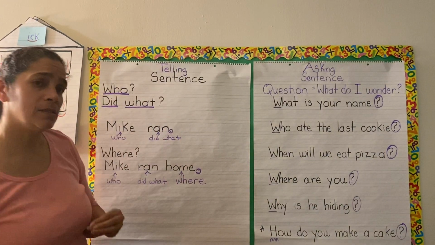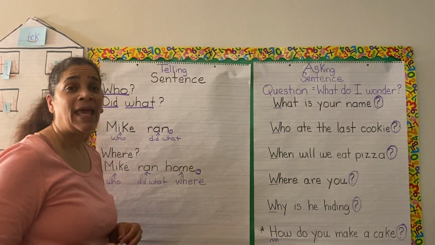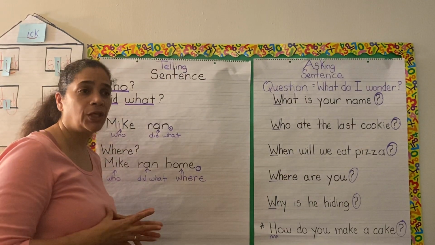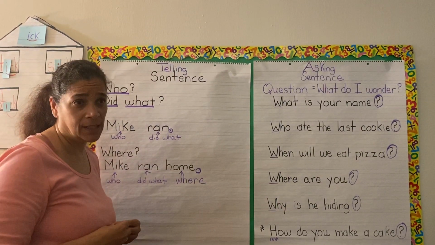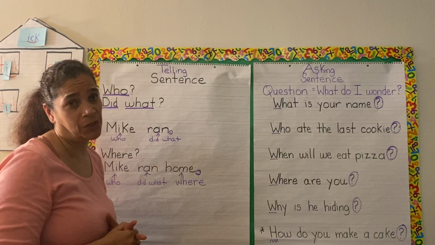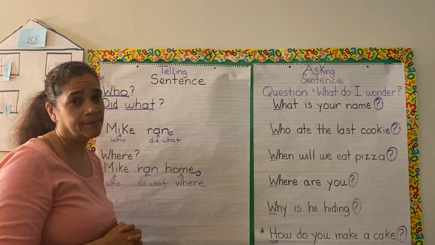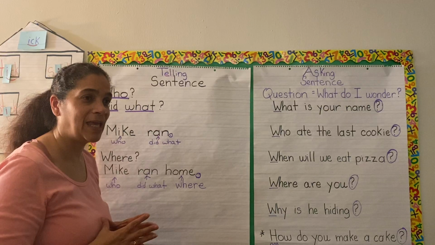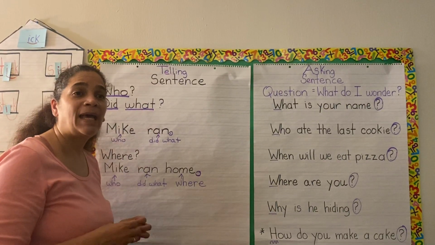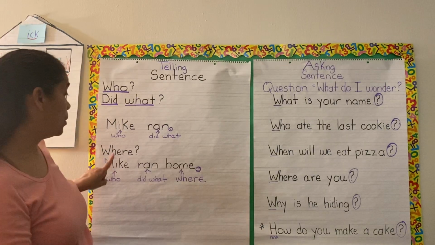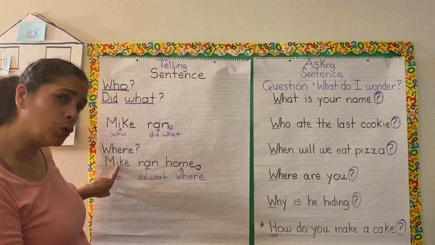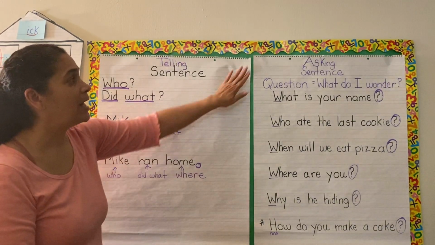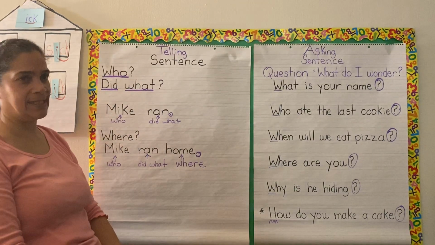Take a couple of minutes, or a minute, pre-K, and think of a telling sentence. I want you to tell that sentence to whomever is in the room with you. Did you share your sentence? Okay. So I hope that that person understood what you were telling them. Who did what and where. Okay? Now let's switch over to asking sentence.